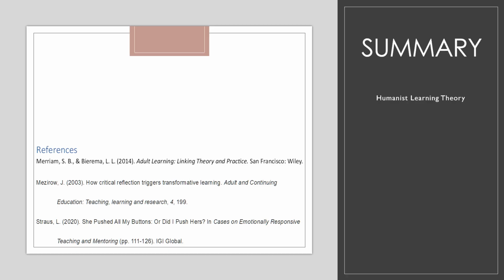So just a quick summary of what was talked about. We learned the origin story of humanistic learning theory. The two main theorists were Maslow and Rogers. We discussed the 5 roles of educator and learner under humanistic theory. Finally, we went over the pros and cons that are still actively debated today in humanist learning theory.